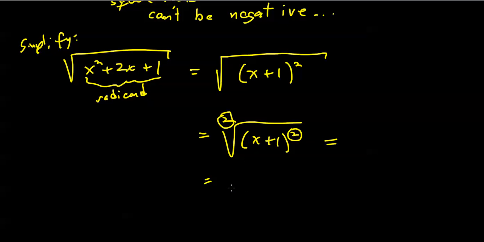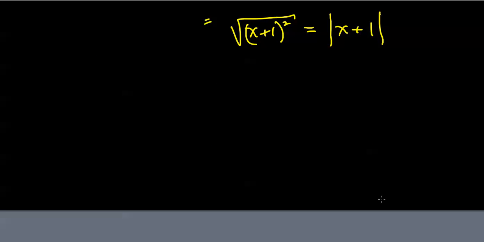So let me rewrite this: the square root of x plus 1 squared is really x plus 1, but again, x plus 1 might be a negative expression depending on the value of x. So I've got to wrap that response in absolute value symbols to preclude that event. Square roots must always be positive. So my final formal answer is the absolute value of x plus 1. Simplify.